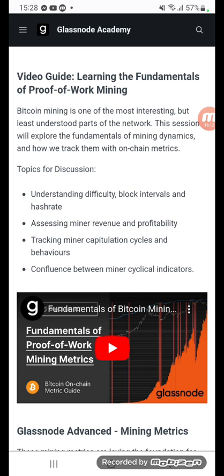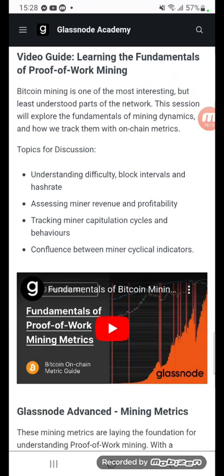Video guide: learn the fundamentals of proof of work mining, because mining is one of the most interesting but least understood parts of the network. This session will explore the fundamentals of mining dynamics and how we chart them with on-chain metrics. Topics for discussion: understanding difficulty, block intervals, and hash rate. Assessing miner revenue and profitability. Checking miner capitulation cycles and behaviors. Confluence between miner cyclical indicators.